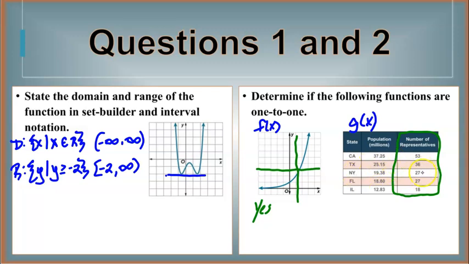So they go one way, so it passes the vertical line test, but the horizontal it doesn't, because if I were to switch, say these are my x's and these are my y's, if I were to flip it the other way, the number of representatives, 27, has two different x values. So that cannot work. You can't have the same number of representatives for two different states. So no, this one would not be one-to-one.